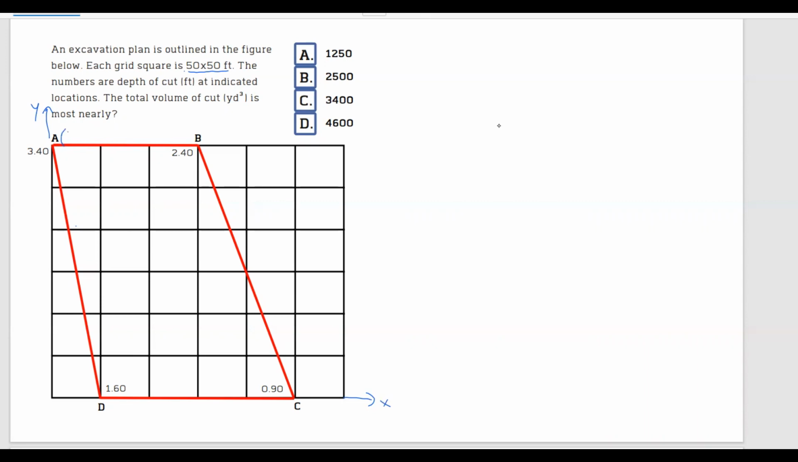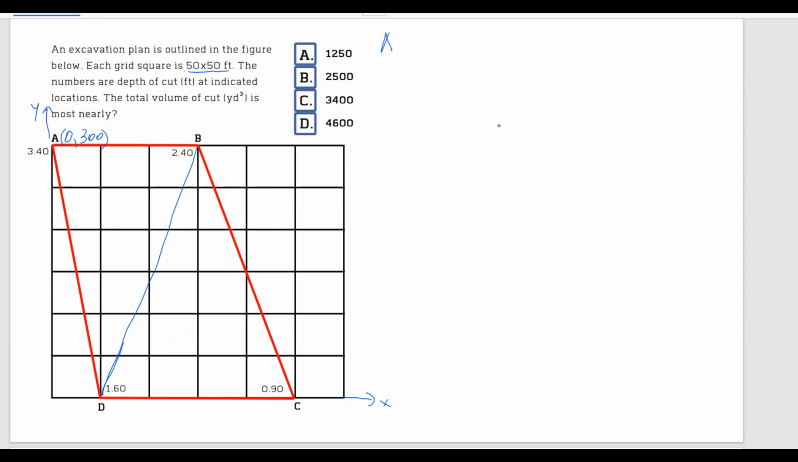Then point A is going to have 0 in the X direction and 1, 2, 3, 4, 5, 6 squares times 50, so 300 in the Y direction. You can do this at every single point and use the formula of area by coordinates. Now, another way you can do this: if I connect these two points, B and D, I get two triangles.